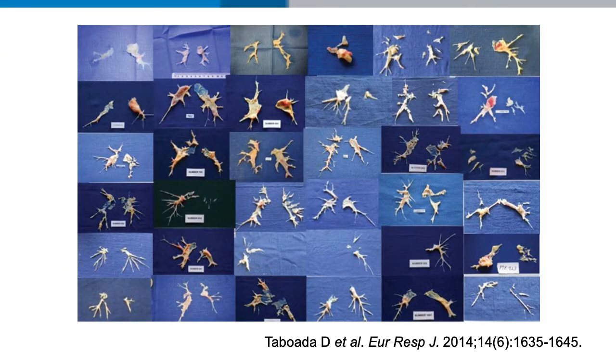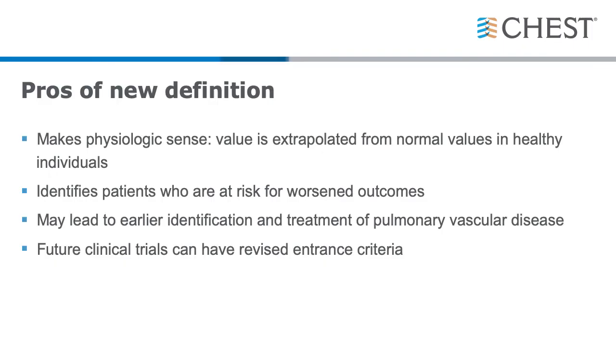And these patients had real disease. They had very significant clot burden that was removed with the pulmonary endarterectomy. So some of the pros in the new definition, it definitely is arguable that it reflects normal pathophysiology better. It may identify patients who are at increased risk for worsened outcomes, regardless of the cause of the pulmonary hypertension. It may lead to earlier identification and treatment of patients within specific subgroups. And it can also kind of guide our future clinical trials in terms of who to enroll.